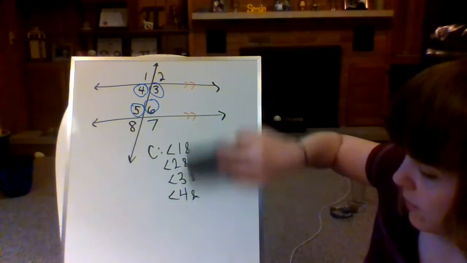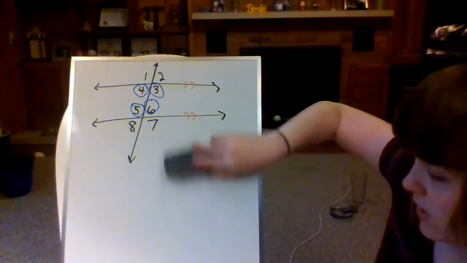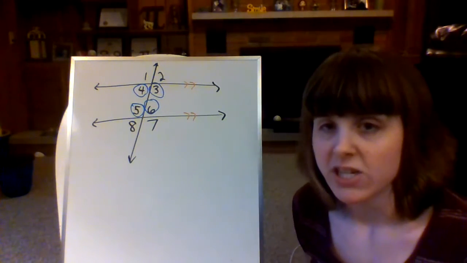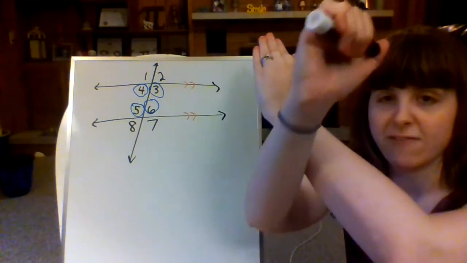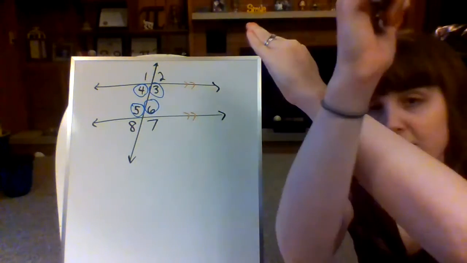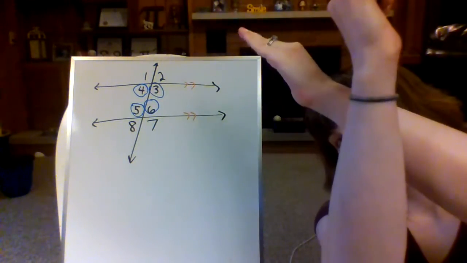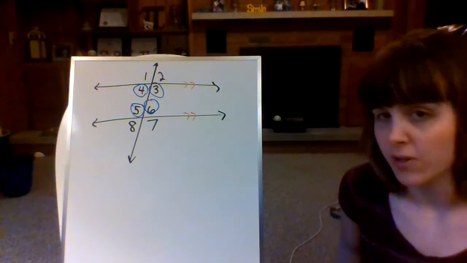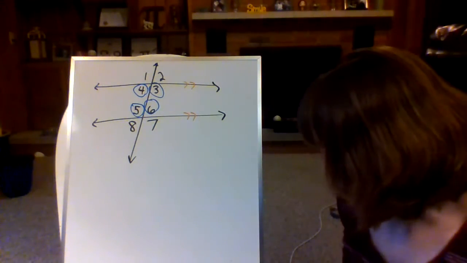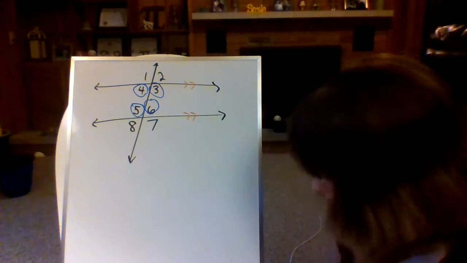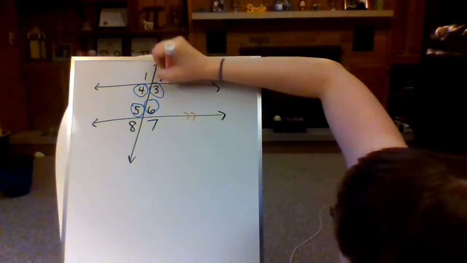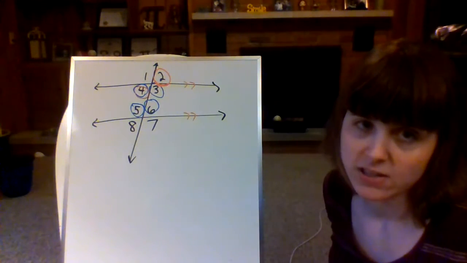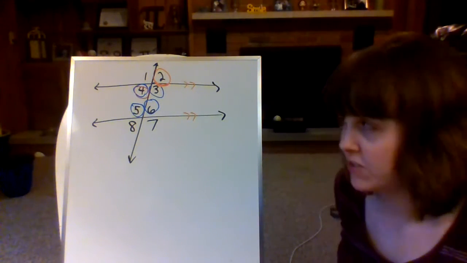Alright, now we've got vertical angles. Vertical angles are across from each other, and if you think about it, they kind of make a V shape. Here, I'll turn it this way. So this top angle and the bottom angle, they're vertical. So if we look at our picture here, 2 and 4 are vertical because they're across from each other.